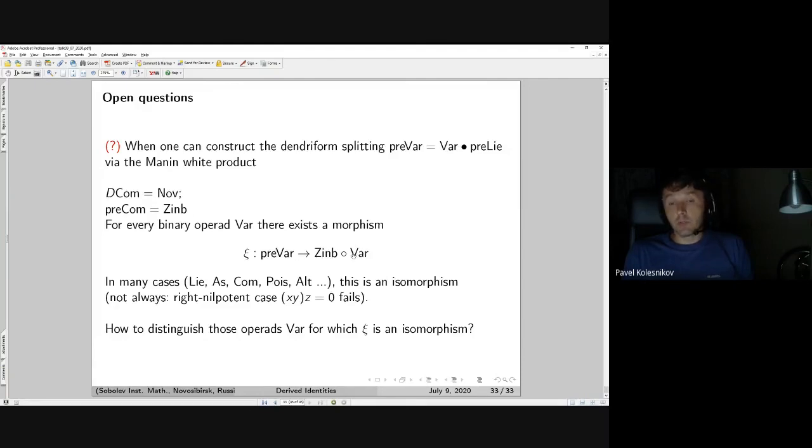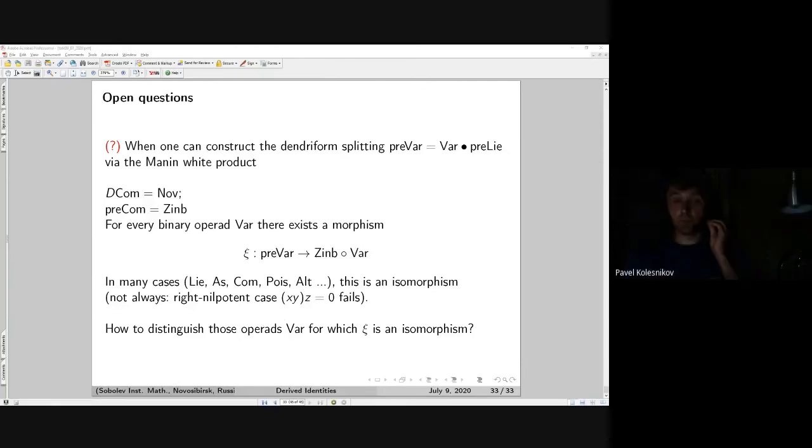So the open question here is how to distinguish those good operads, like these ones, from those bad ones, like these ones. Good operads allow construction of splitting with white product. Bad operads do not allow. This is the last question of my talk, and it seems like I've finished. Thank you very much for your attention.